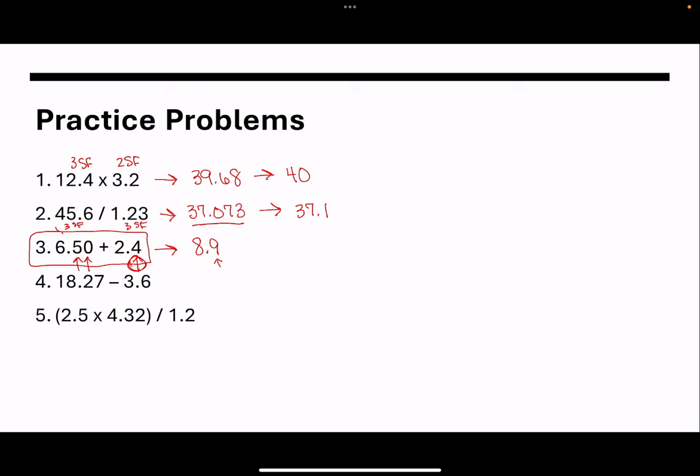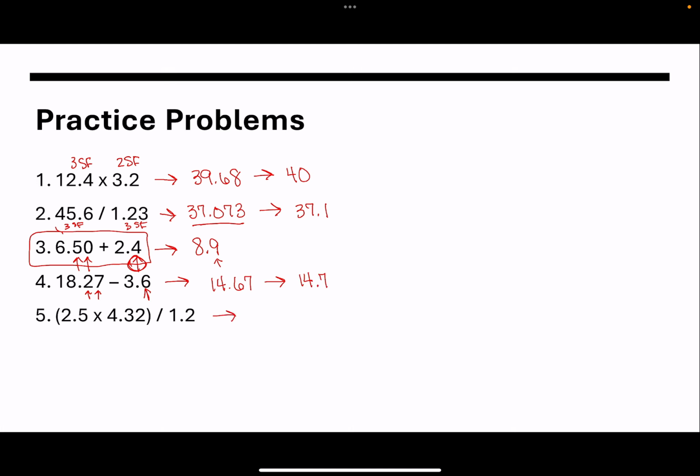If we do 18.27 minus 3.6, we have two numbers to the right of the decimal here, and we have one number here, so we know our answer needs to only have one number. If we do that subtraction, we get 14.67, but we know that that has too many numbers in it, so we would change this to 14.7.